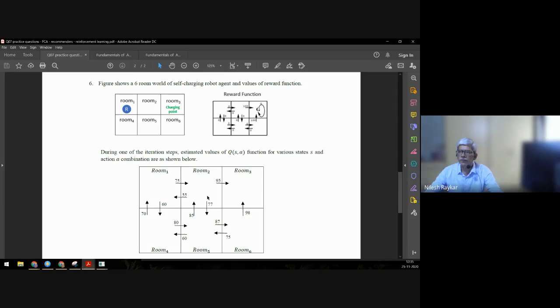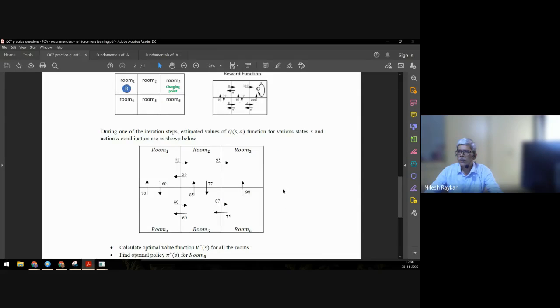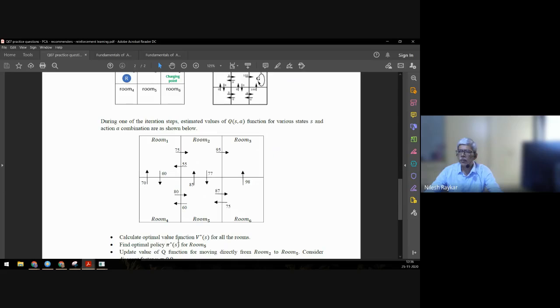So in this problem, you have the reward function at this instant and the Q function at this instant, and the question asks you to calculate the optimal value function values. This can be defined in terms of the Q function. We will see that immediately. The second is, what is the optimal policy for room number 5? If the robot is in room number 5, that is this room, where should it go, whether it should go to the right, left, and so on. That is what we have to decide based on this Q function.